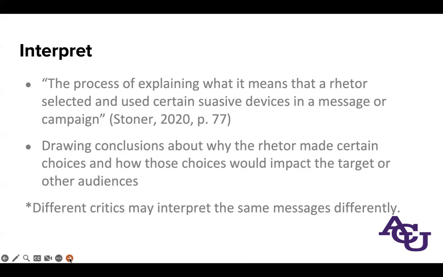Okay. We're going to be drawing conclusions about whether the rhetor made certain choices and how those choices worked. Did they impact the target? Did the choices work? They could have made other choices of rhetoric. They could have made other choices to use within this message. But we are looking at the interpretation, the process of explaining what they chose and why they chose it and did it work. Okay?